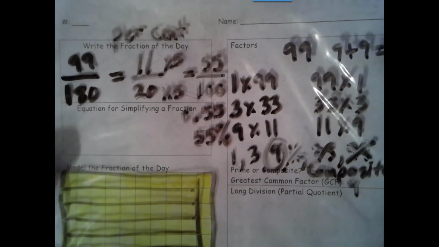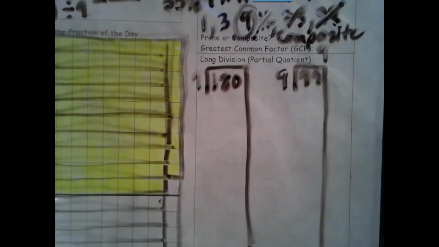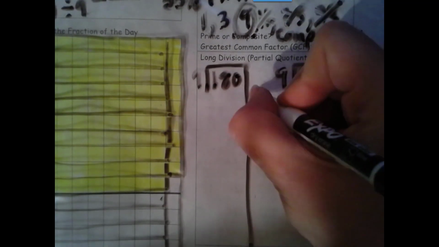Now that we've done our division with our model, let's go ahead and use our algorithm. So we are dividing both our numerator and our denominator by 9. Let's see. 10 times 9 is 90.